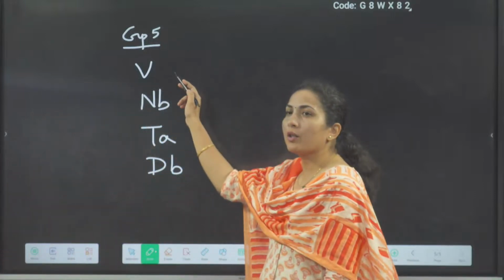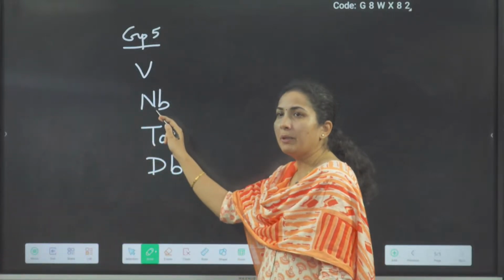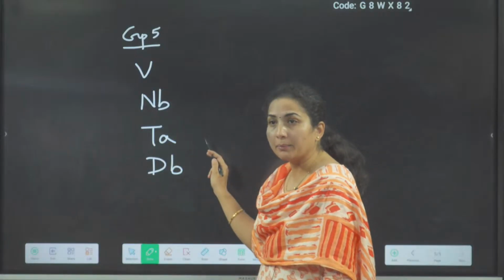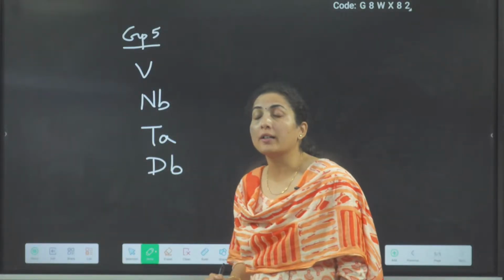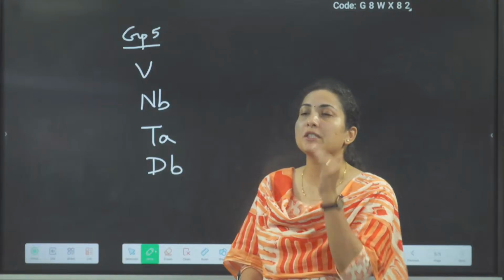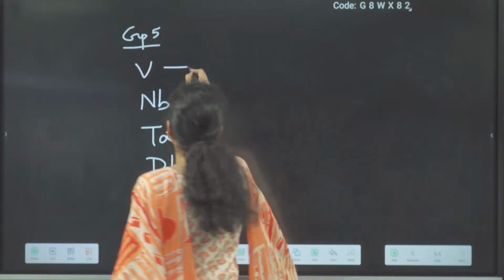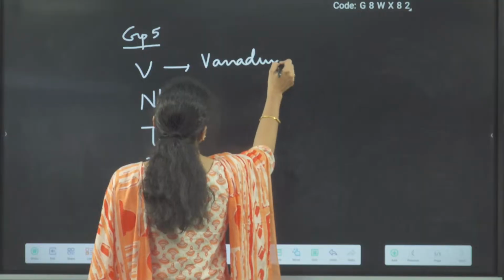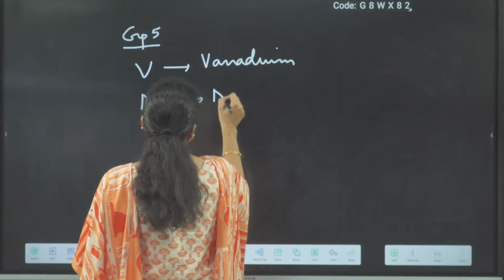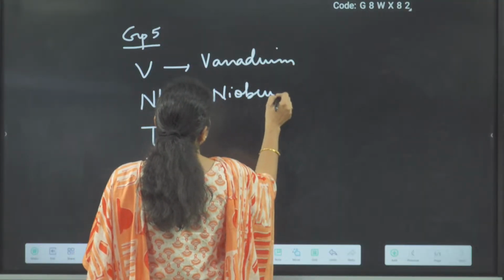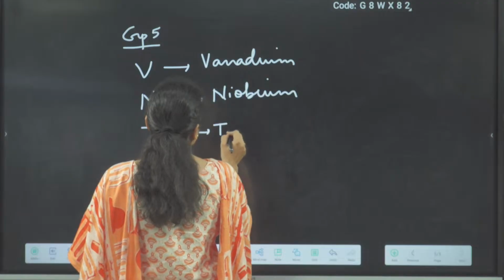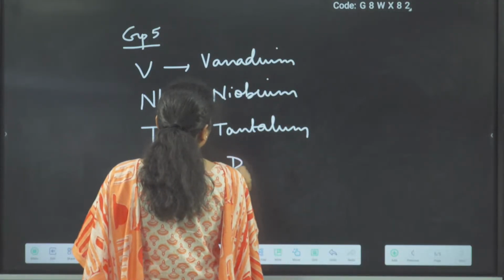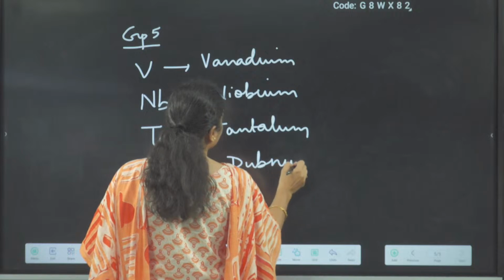V stands for vanadium, NB for niobium, TA stands for tantalum, DB stands for dubnium. These are the elements which are present in group 5. So I am going to write down here vanadium, niobium, then tantalum, and then you are having here dubnium.